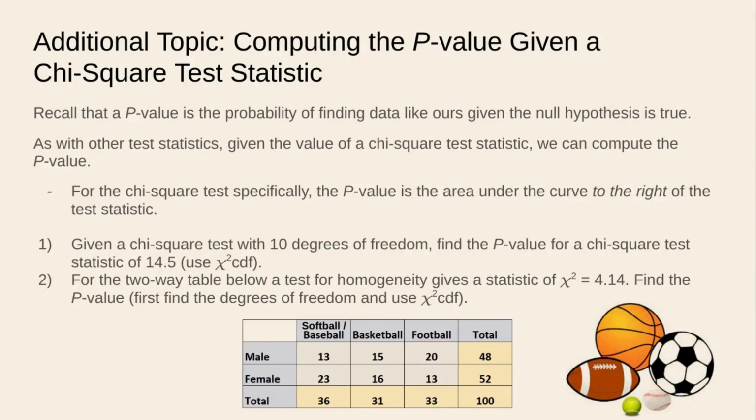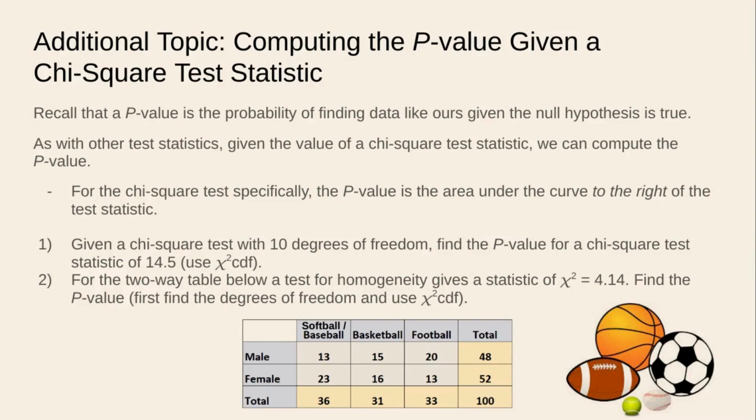For a chi-square test specifically, the p-value is the area under the curve to the right of the test statistic, and that will influence our computation. We remember that the chi-square model is a right skew model, and we care about the right tail when we are computing p-values using a test statistic.